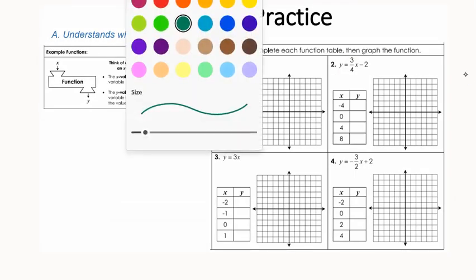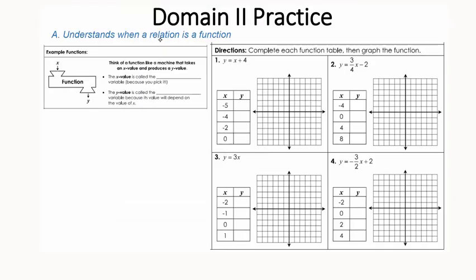I add this as important. Okay, input. So you see this goes in. We call this input. Understand when a relation is a function. I think we talked about it earlier. A function is a relation, but the value of x is used once.